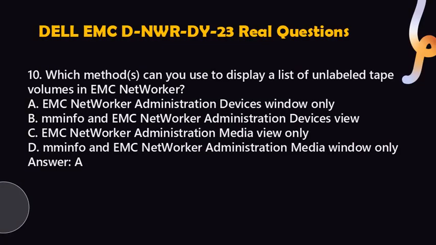10. Which methods can you use to display a list of unlabeled tape volumes in EMC NetWorker? A. EMC NetWorker Administration Devices window only. B. Info and EMC NetWorker Administration Devices view. C. EMC NetWorker Administration Media view only. D. Info and EMC NetWorker Administration Media window only. Answer: A.